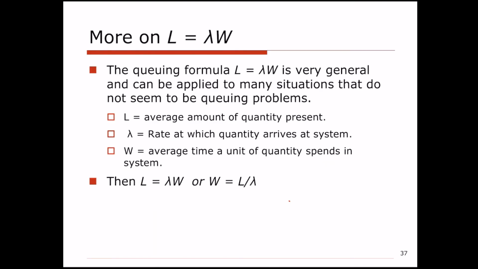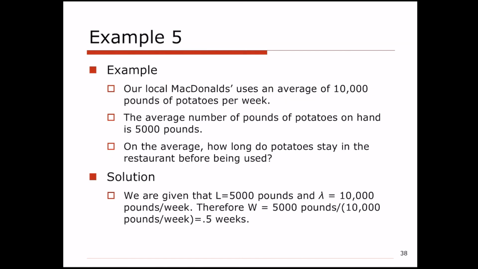Queuing systems also can be used for analyzing different types of systems which may not immediately feel like they have the structure of a queuing system. However, we can still use the formulas for the queuing system, and we can analyze those types of systems. So let's look at one example. Here we are looking at McDonald's. McDonald's receives an average of 10,000 pounds of potatoes per week to be able to provide the food and everything.